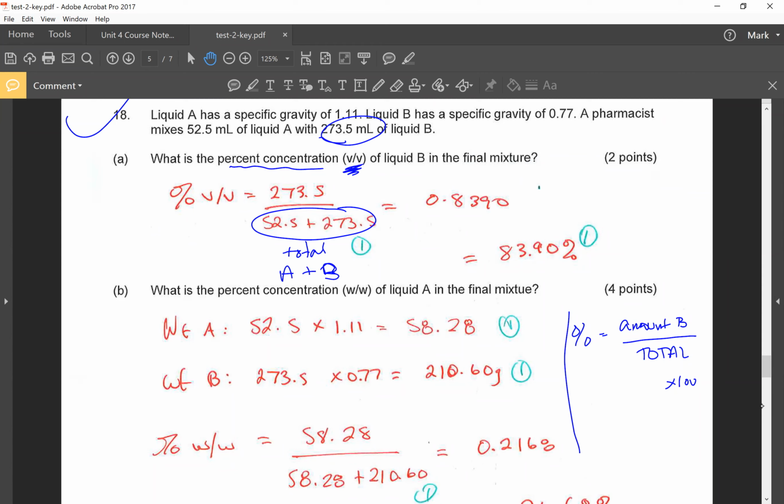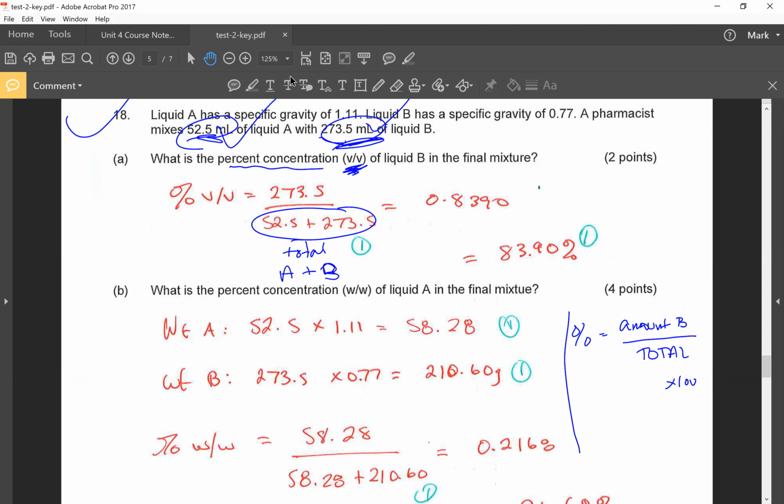Again, a lot of people were doing calculations up there, using the specific gravities. They were dividing. You were doing all this crazy stuff where it was just 27.3, the amount of liquid B, divided by the total, 52.5 plus 27.3. Done. 2 marks. That's it, 83.9%. So again, I kind of thought that would be an easier one. And the other thing too, people were using specific gravity up here. No, this is volume and volume. I already know the volumes. I have milliliters and milliliters.